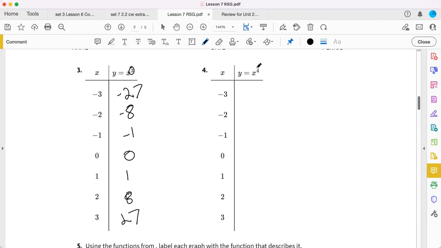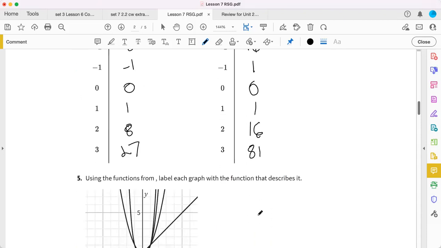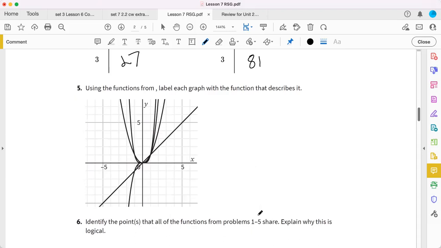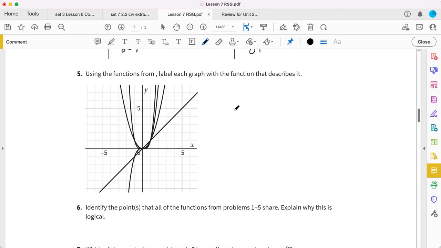You haven't had to graph out anything to the 4th power before, but take your time with this. This is going to be 81. This is going to be 16. This is going to be +1, 0, 1, 16, 81. Capiche? You have all of these graphed out. I'll leave it up to you to label each one.